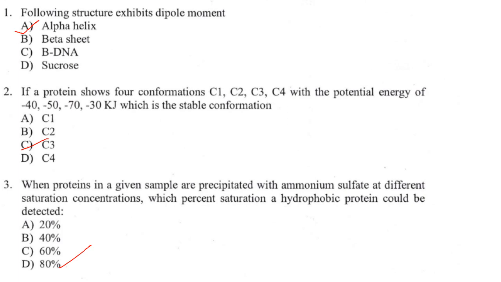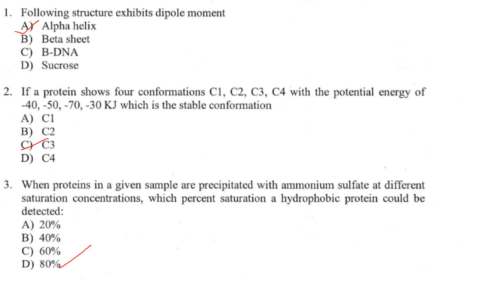Then, if a protein shows 4 conformations C1, C2, C3, C4 with potential energy of minus 40, minus 50, minus 70, minus 30 kilojoules, which is the stable conformation? So, minimum potential energy, maximum stability. Minimum potential energy is for C3, that is minus 70 kilojoules. So, answer here is option C.